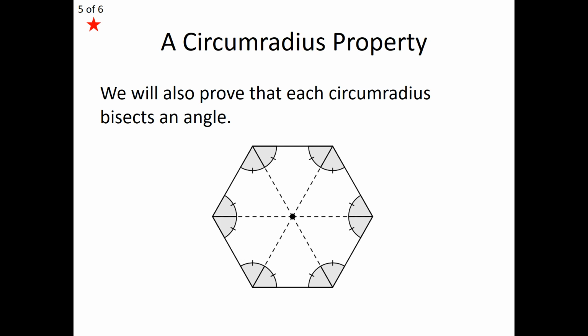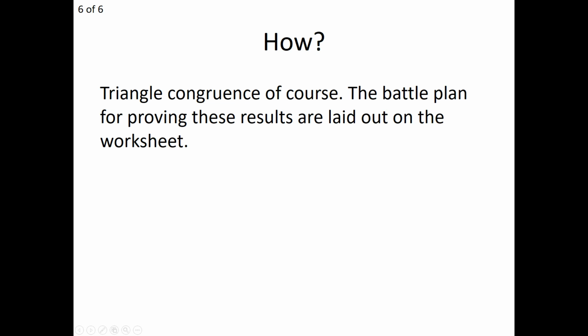So now the question we have to ask ourselves before we leave our notes is: how? How are we going to show that these properties are in fact true? Well, we're going to do it through triangle congruence, of course. Triangle congruence is the foundation we started with in our system, and it's the one that will carry us through proving these properties about the apothem and the circumradius.